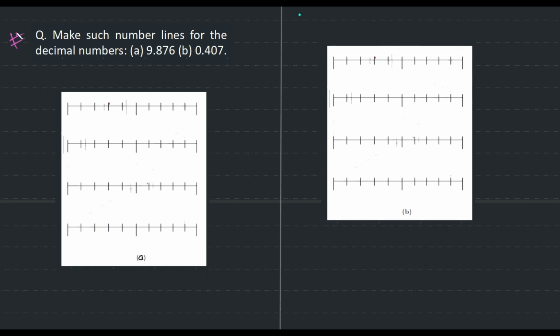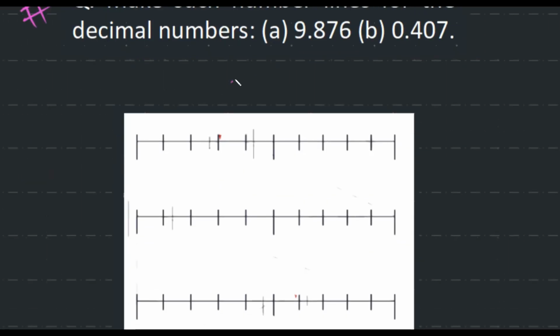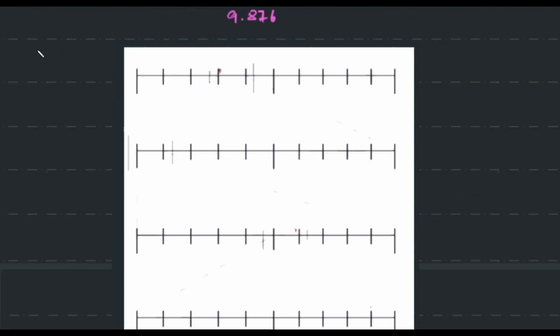Okay, next. Make such number lines for the decimal number 9.876. So let me go with the first diagram. We have the number 9.876. So this is clearly between what numbers? Can you please pause and try it? Yes, this is between 9 and 10. First we'll start off with 1 and 10. So we are looking at 9 and 10. So basically this is the location which we are zooming in.